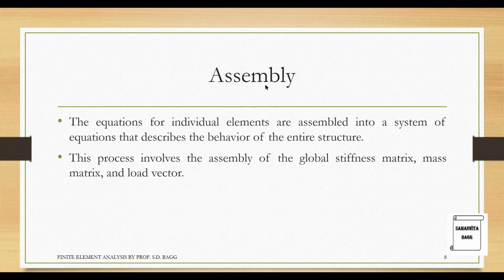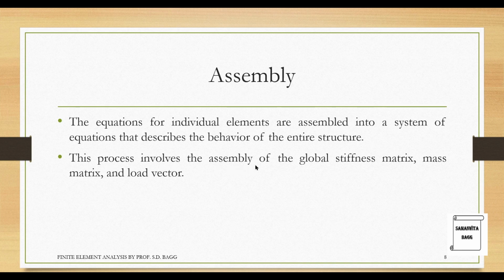Next comes the step of assembly. The equations for individual elements are assembled into a system of equations that describes the behavior of the entire structure. So suppose I use the element matrix equation, as I told you, and you combine it together for all the elements present in the system, that will be the step of assembly, wherein you form the global matrix equation.